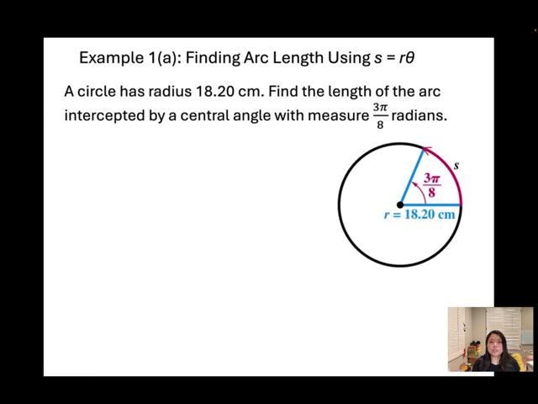A circle has a radius of 18.20 centimeters. Find the length of the arc intercepted by a central angle with measure 3 pi over 8 radians. So we have the formula S equal to r theta. We know the radius and we know theta. Can you guys plug it in and find out what your S is? Use your calculator. You should get 21.44 centimeters.